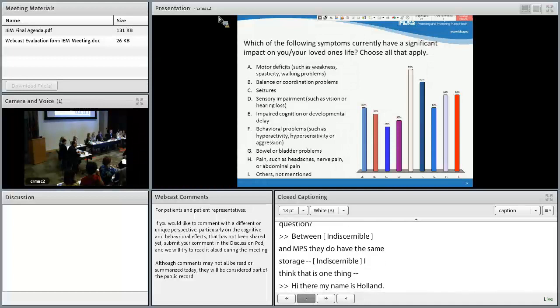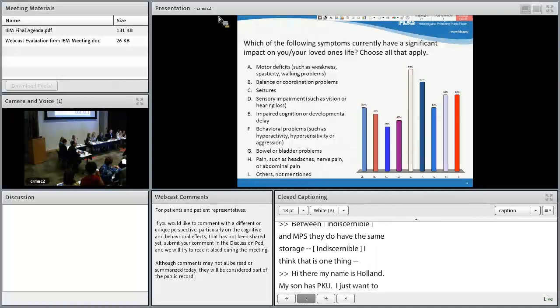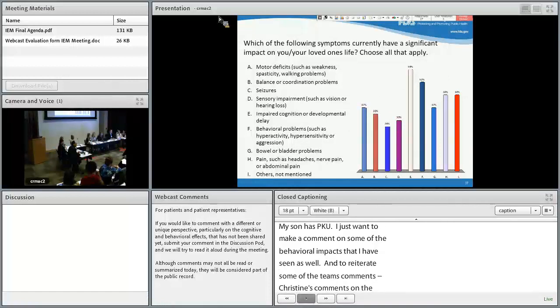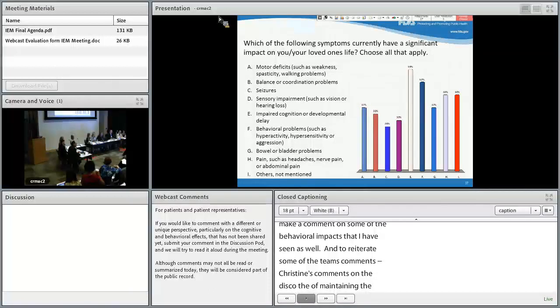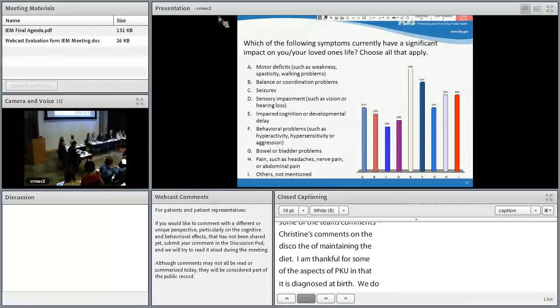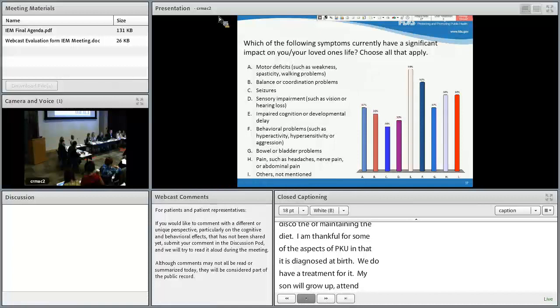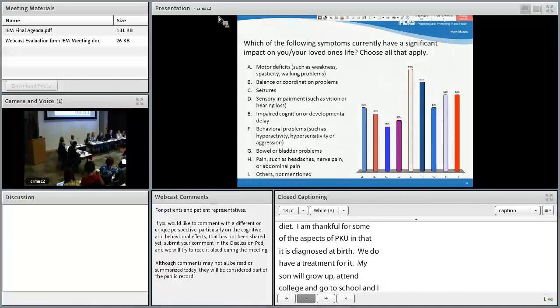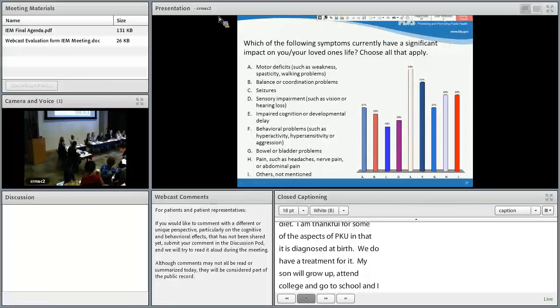Hi, my name is Holland, and my son has PKU. I just want to comment on some of the behavioral impacts that I've seen as well, and to reiterate some of Christine's comments on the difficulty of maintaining the diet. I'm thankful for some aspects of PKU in that it is diagnosed at birth, and we do have a treatment for it. My son will grow up, attend college and go to school, and I am thankful every day for that. However, it is not cured.